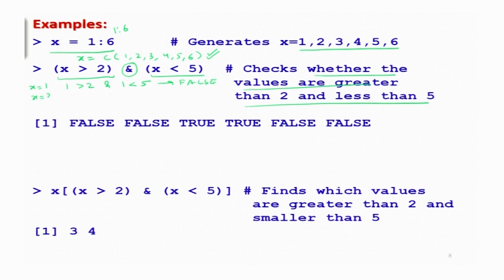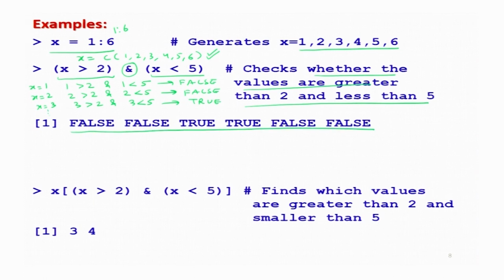Then it will try to pick up the second value, it will try to see whether 2 is greater than 2 and 2 is smaller than 5, this value will also come out to be false. Then it will take x equal to 3, and it will check the condition whether 3 is greater than 2 and 3 is smaller than 5, and this condition will come out to be true. So, now you can see this answer is coming like this.